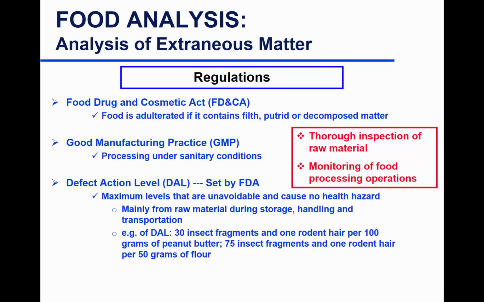In peanut butter, it's allowed to have 30 insect fragments and 1 rodent hair per 100 grams of peanut butter. And that comes from the peanuts that we harvest from the farm. So these are the defect action levels. These levels are set by FDA for different crops, different ingredients, and different food products.